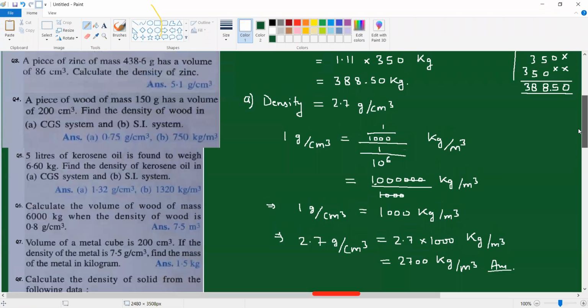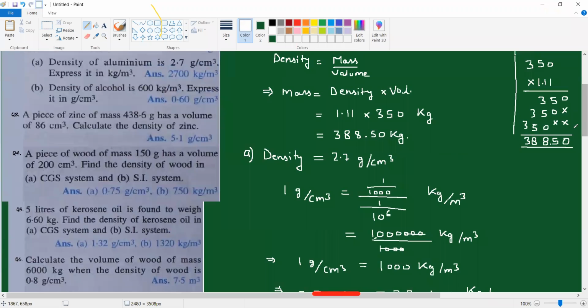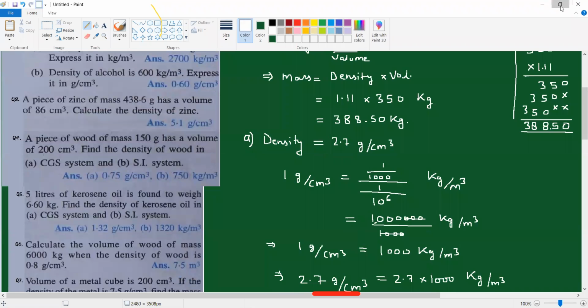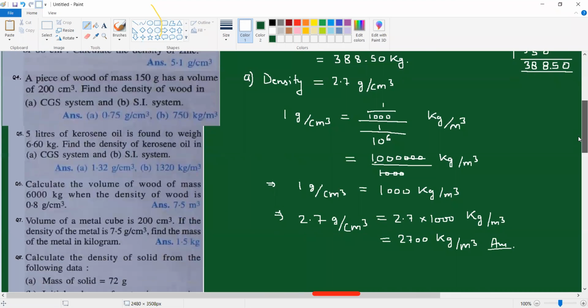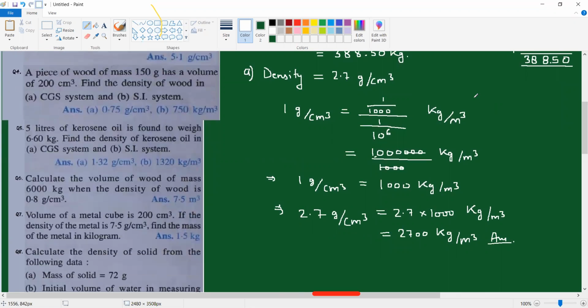Answer B is also very easy to calculate. So now in part B, density of alcohol is 600 kg per meter cube. Express it in gram per centimeter cube. So through this calculation we can conclude that 1 gram per centimeter cube is equal to 1000 kg per meter cube. Clear?